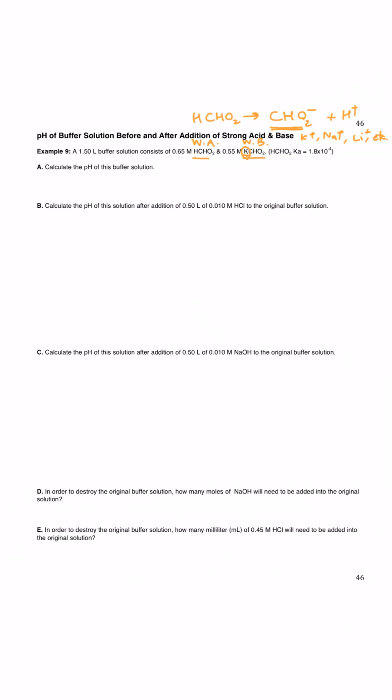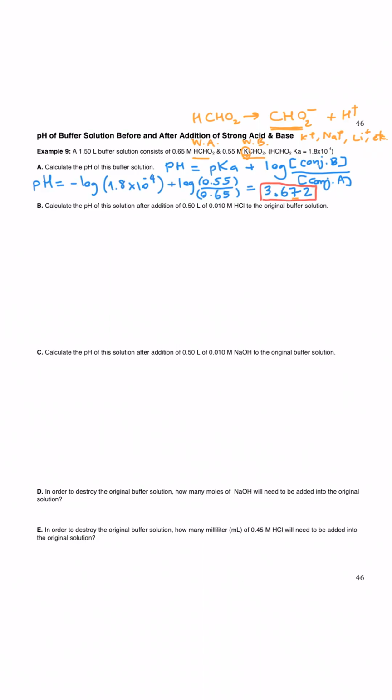To calculate pH of this buffer, again, we are going to use the Henderson-Hasselbalch equation. Plug in all the values, and you will get the pH of 3.672. Next, we are going to calculate pH of this buffer solution after the addition of 0.5 liter of 0.01 molar hydrochloric acid into the original buffer.